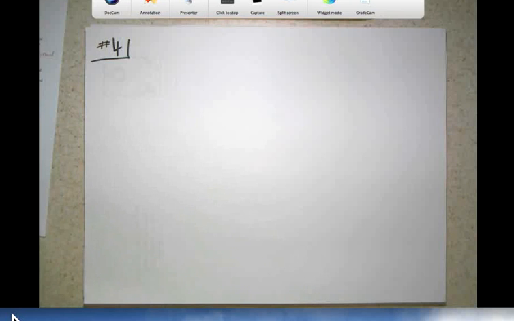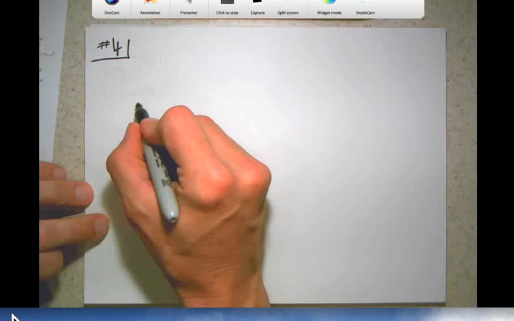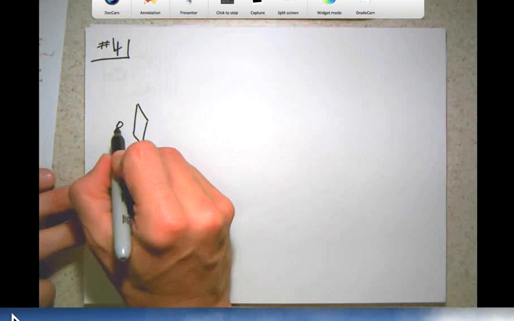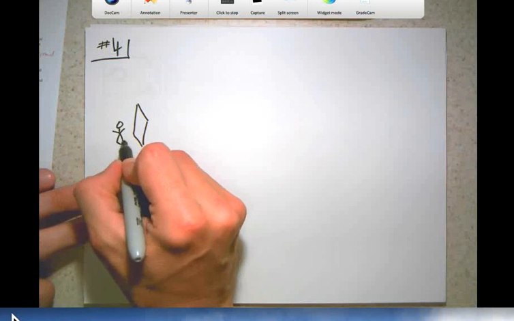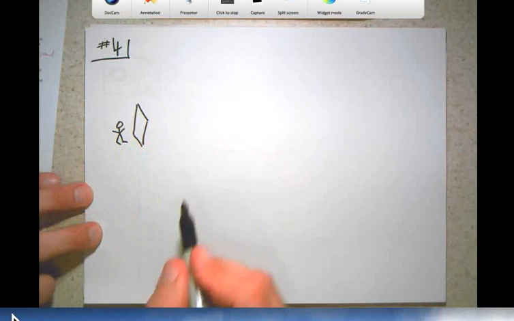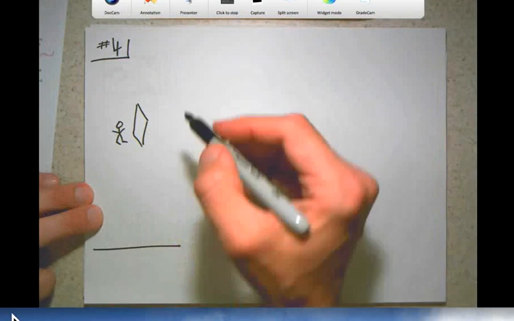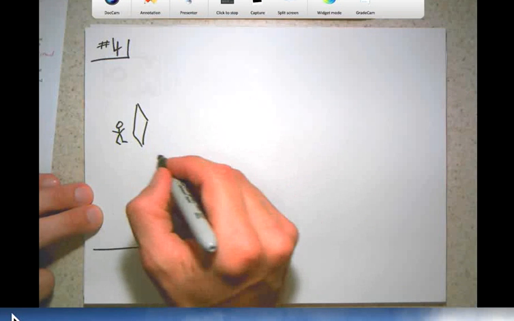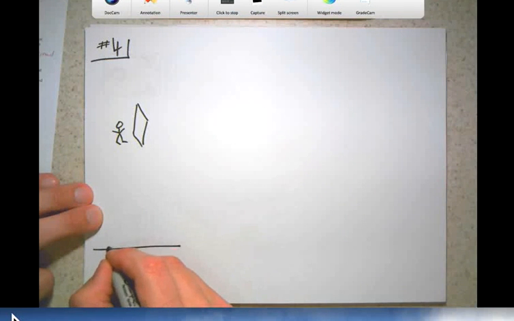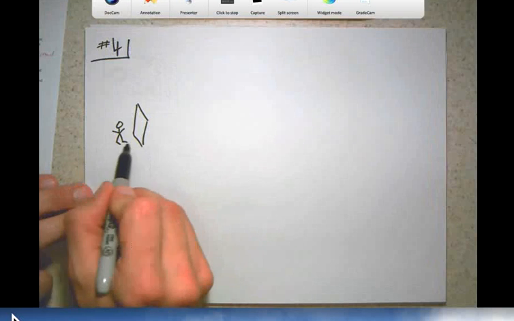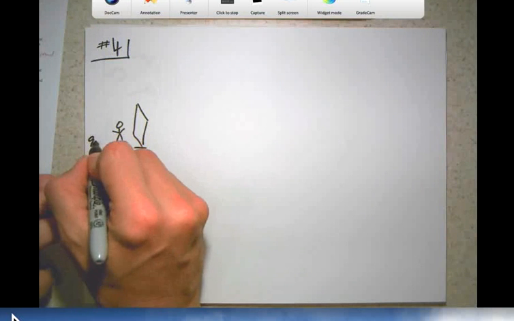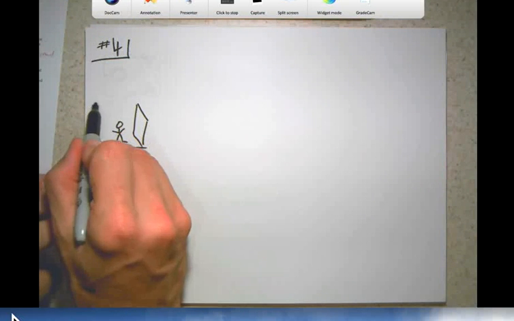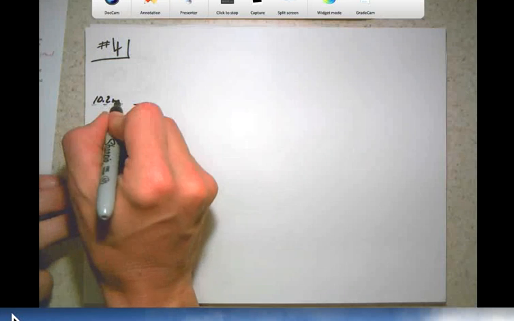Okay. So let's see here. Let's say this is the window the worker is looking out of. And here is the worker looking out the window. And down here someplace is the ground. And the height to the bottom of the windowsill is 9 meters. So if we let the bottom be 0 meters, then this height right here is 9 meters, and we're told that the window has a height of 1.2 meters, so then this would be 10.2 meters from the ground.